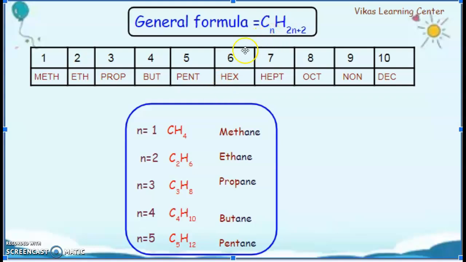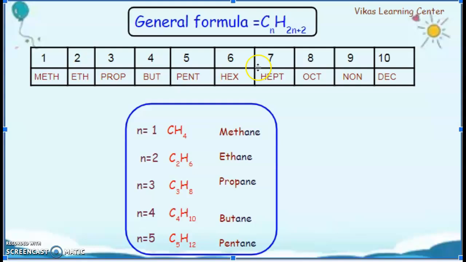If you substitute n equal to 1 in this formula, you get CH4. If you substitute n equal to 2, you get C2H6. Likewise, if you substitute 3, it becomes C3H8. If it is 4, C4H10. And if it is 5, it goes like C5H12. Right?